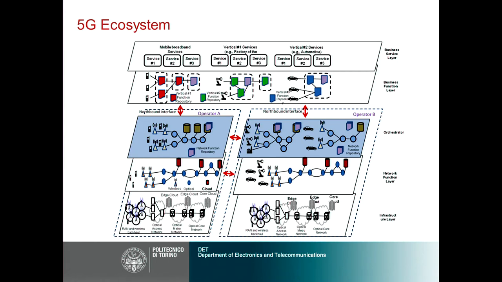But from there on, there are many more layers that you won't be able to see at first, but are there and will be responsible for handling this massive amount of information. So there will be a layer called the network function layer, where there will be a huge use of virtualization. The reason is that we will need in 5G to be able to reconfigure the network very quickly to deal with sudden surges of data coming from one area and then going to another area.